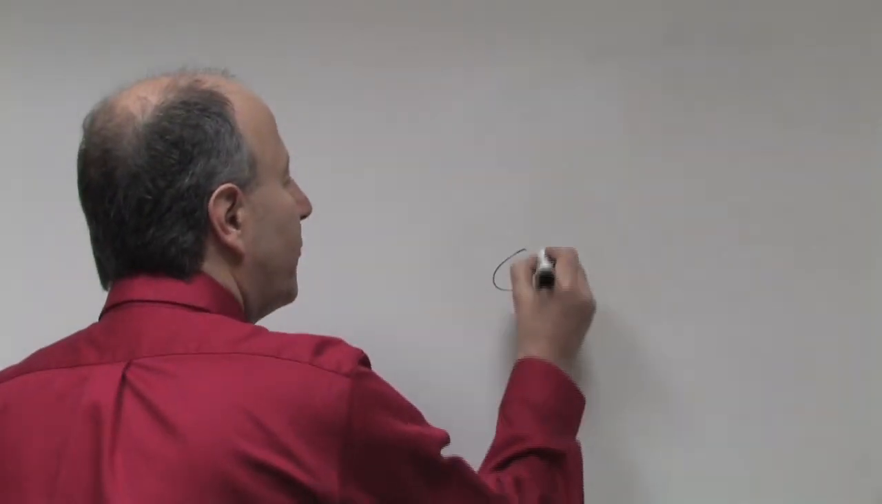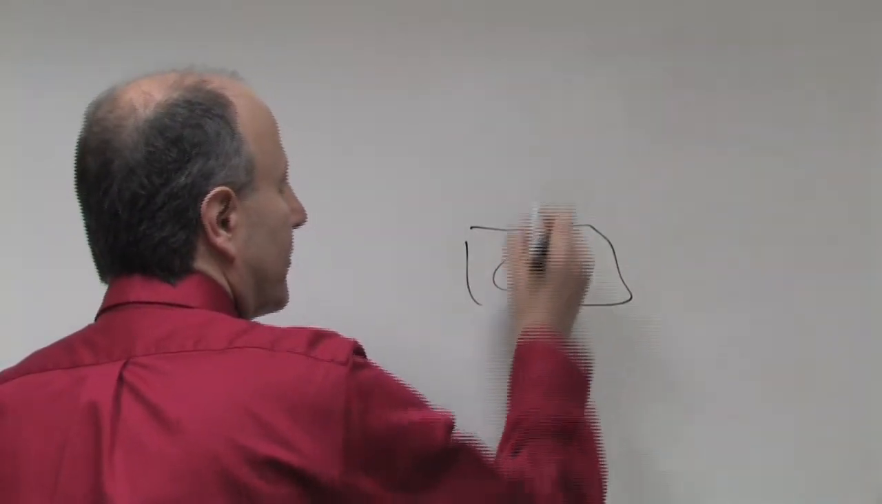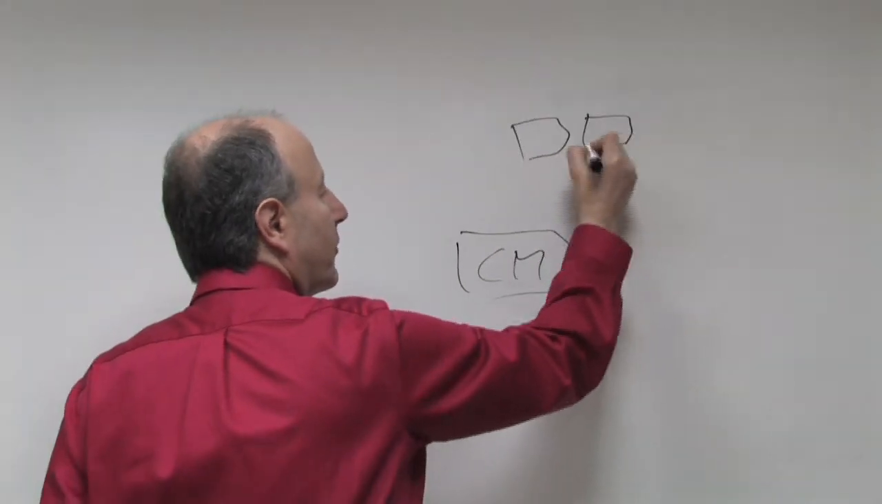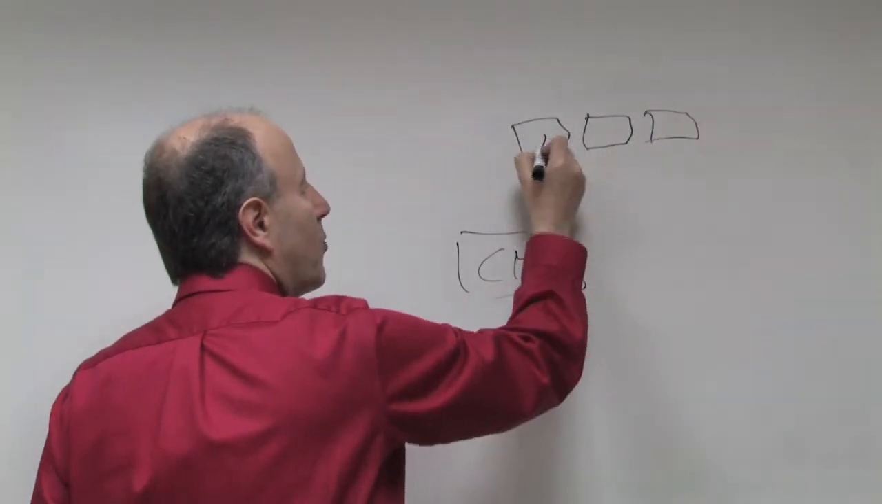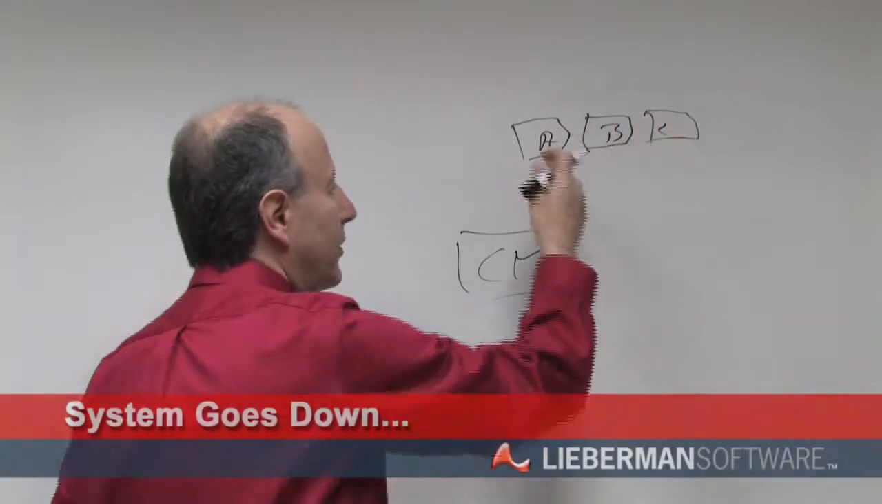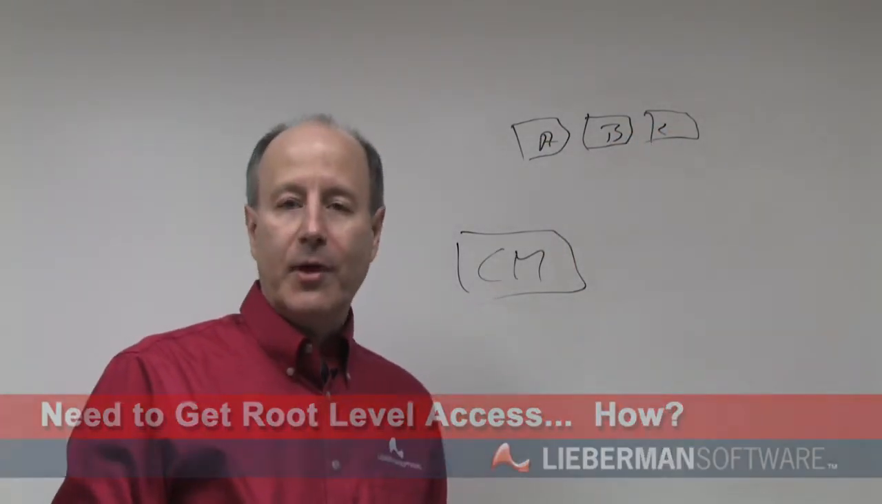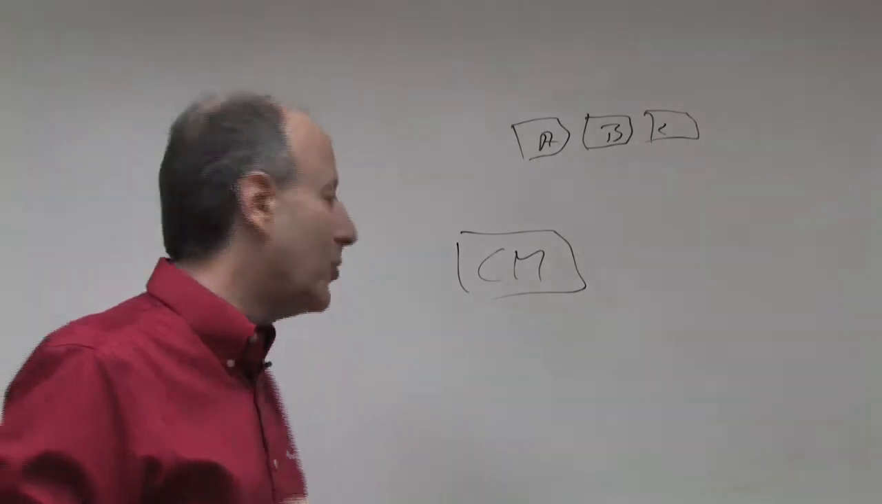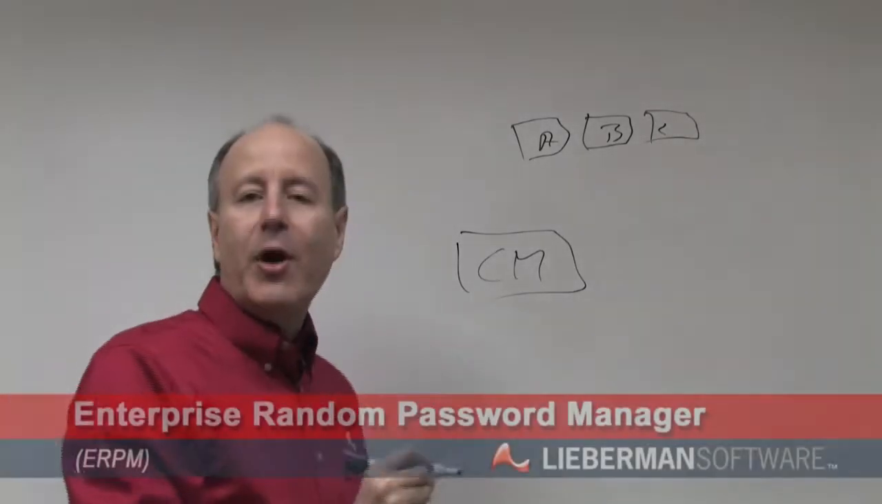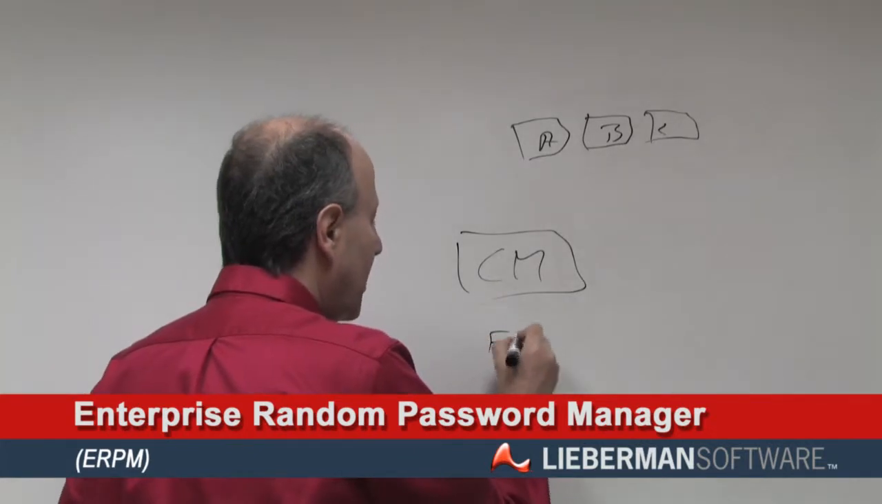If you're starting out with Configuration Manager, and you're starting out with a series of different systems, and let's say one of these systems goes down, such as A. Now you need to get root level access to it. How are you going to do it? So we have a solution that's really cool. We have a product called Enterprise Random Password Manager, ERPM.